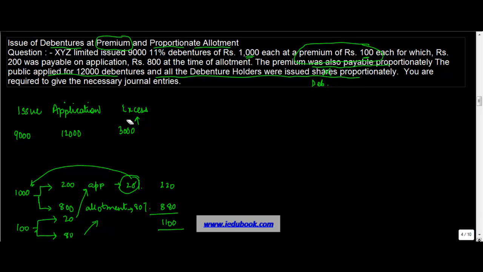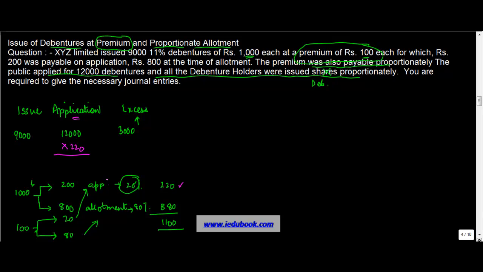Now, the next question which comes up is, how much money did you get at the time of application? You got an application of 12,000 debentures, and they would have paid you at the rate of 220, because this is what is due on application. So the total money that you got is 220 into 12,000, which is equal to 26,40,000 or 2,640,000. How much is the excess? The excess is 3,000 into 220, and as you do the multiplication, you get 660,000.